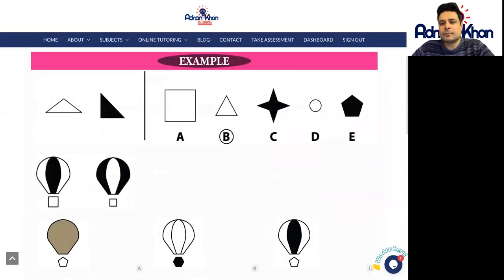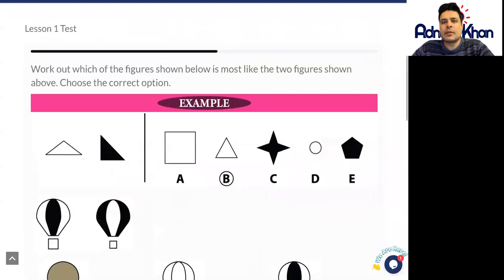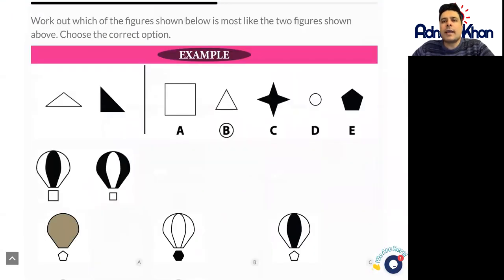So here, this particular question is slightly different. It says work out which of the following figures shown below is most like the 2 figures shown above. Let's have a look at this example first of all. So we've got a white triangle here, a white triangle with 3 sides. As we know, triangles always have 3 sides, no matter what type of triangle it is. Next shape is a black triangle, and again, it's got 3 sides.